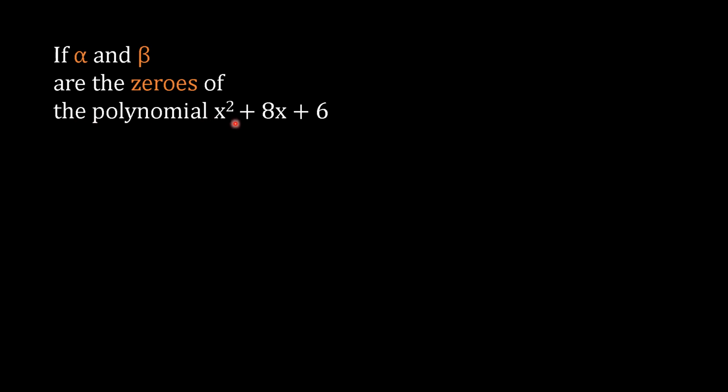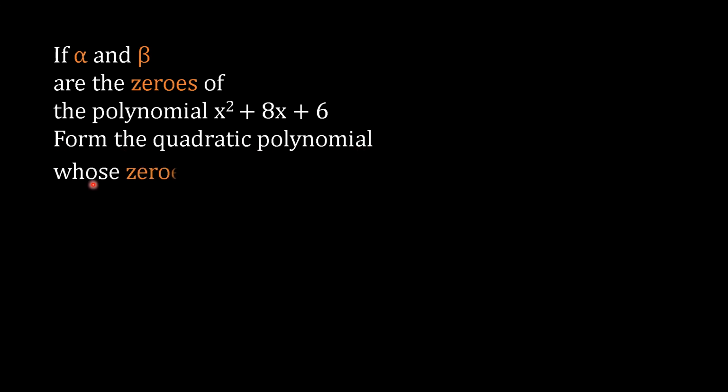If alpha and beta are the zeros of the quadratic polynomial x squared plus 8x plus 6, we have to form the quadratic polynomial whose zeros are 1 upon alpha squared and 1 upon beta squared.